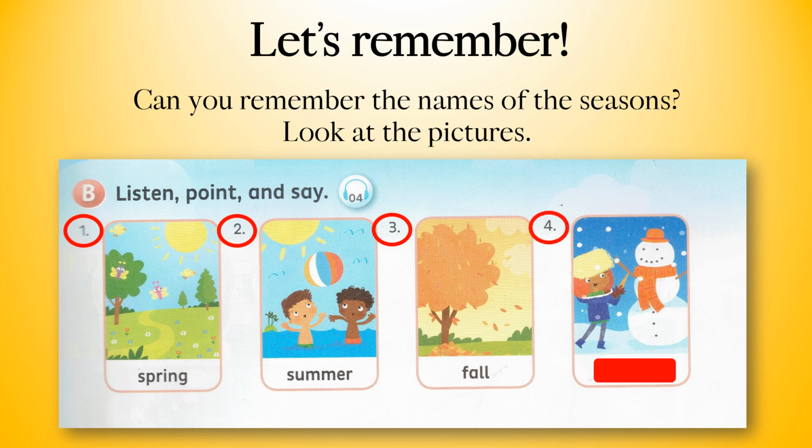Number 4. All the leaves on the trees are gone now. The weather is very cold and dry. There's snow. This girl has made a snowman and she's wearing warm clothes. She has a hat, a jacket, gloves and boots. What season is this? Yeah, that's right. It's winter. Did you get all of them? Great. Good job.